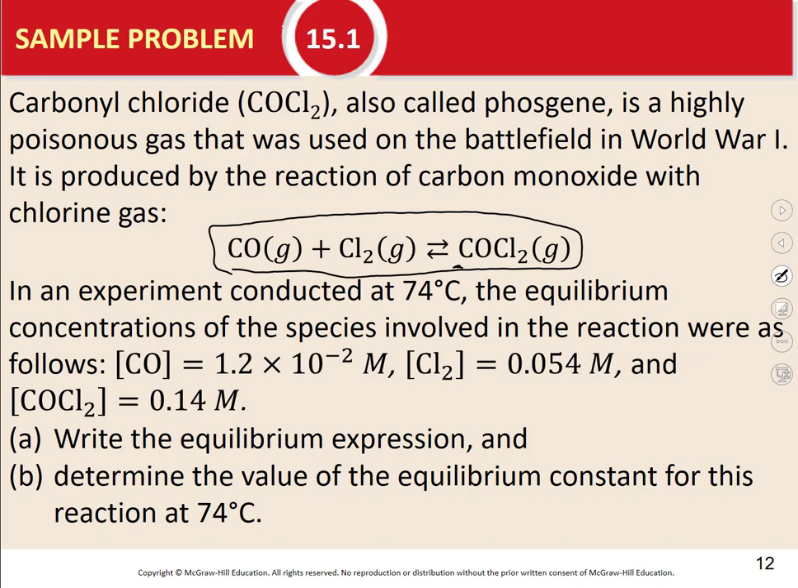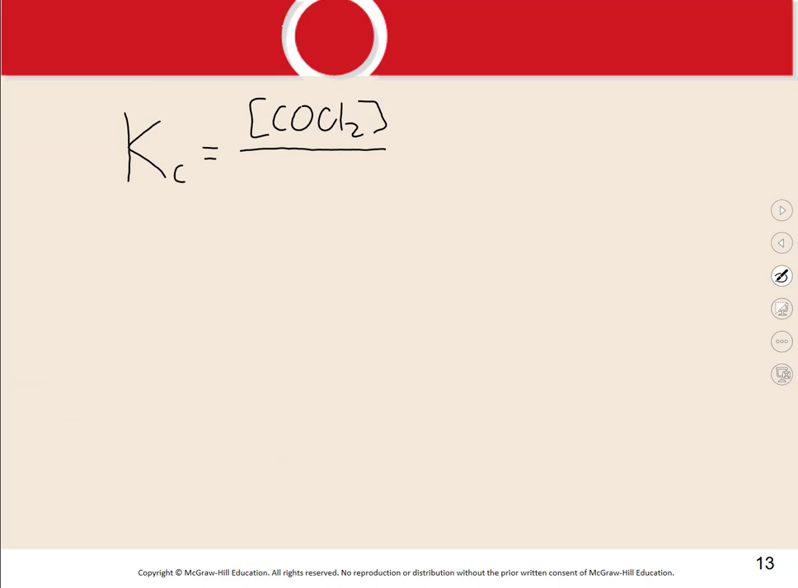What's going to go on the bottom? Good, CO and Cl2. Both of those are also going to have an understood power of 1 because they both had coefficients of 1. And you're done. You just wrote the equilibrium expression. There's part A. Why did I write B? Can you tell it's also 8 o'clock in the morning for me?